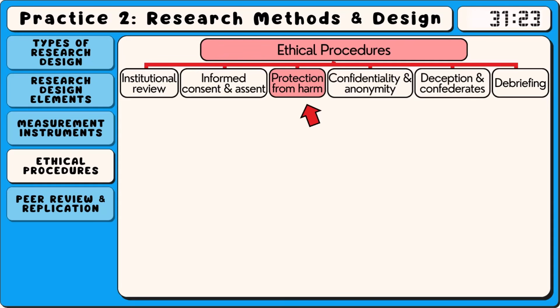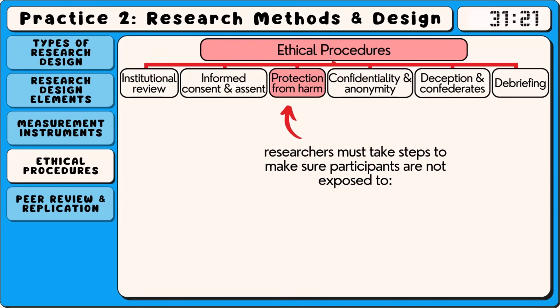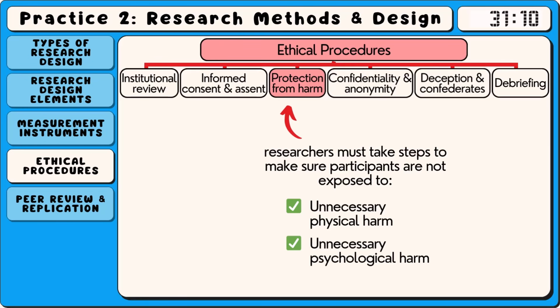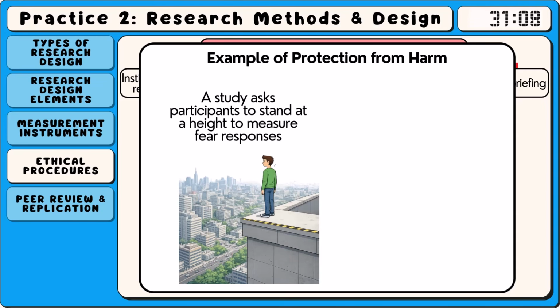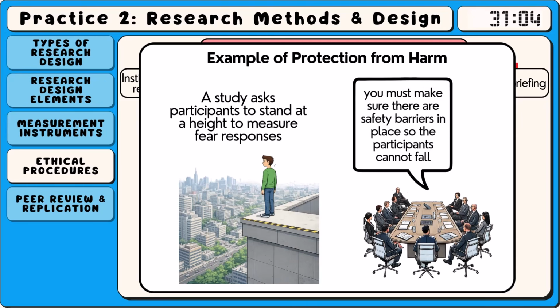The next concept is protection from harm. Protection from harm means that during the study, researchers must take steps to make sure participants are not exposed to unnecessary physical harm or unnecessary psychological harm. For example, if a study asks participants to stand at a height to measure fear responses, the researcher must make sure there are safety barriers in place so the participants cannot fall.